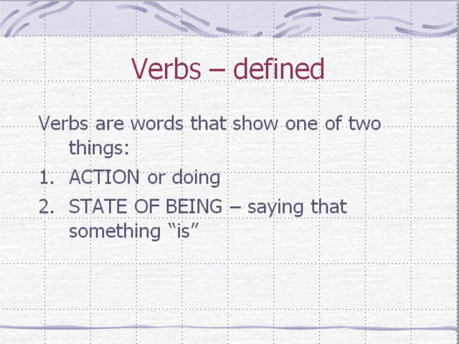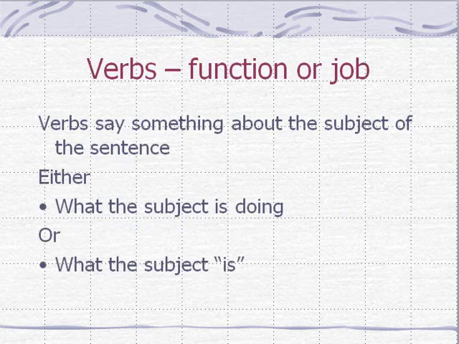Verbs are words that show one of 2 things, action or doing, or they may show state of being, and all that means is they're saying what the subject is. So with verbs, the definition really matches the function, and you can see this on our screen. Verbs tell something about the subject, and that's going to be either what the subject is doing or saying that the subject is something.